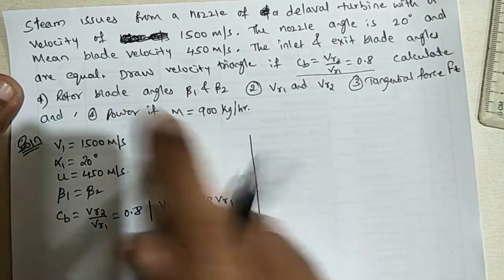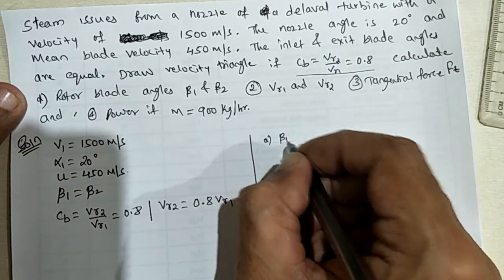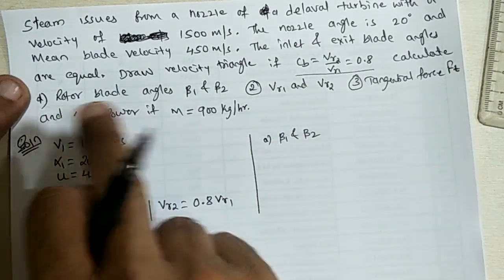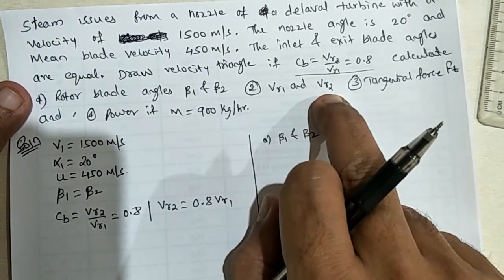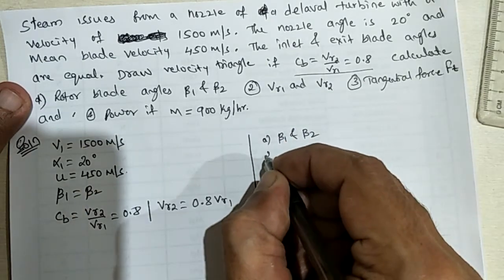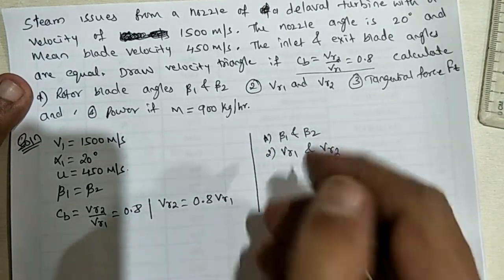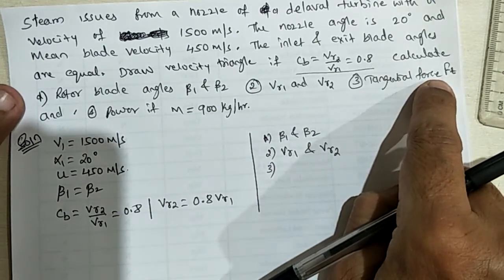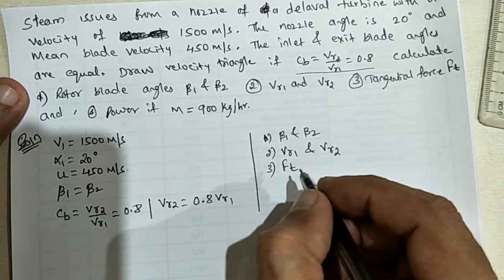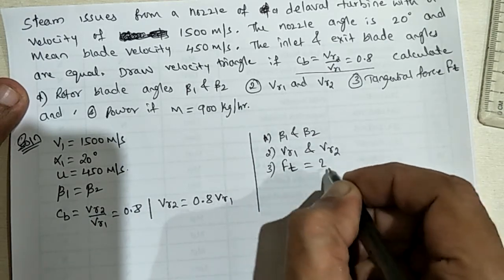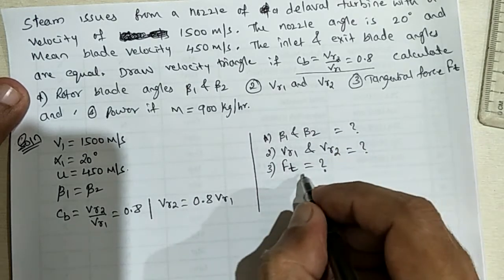Okay, so now what is to be calculated here? We need to calculate the rotor blade angles, that is beta 1 and beta 2. Then the relative velocities VR1 and VR2 are to be found. Then third one is the tangential force Ft. So VR1 and VR2 are to be found, and tangential force Ft.